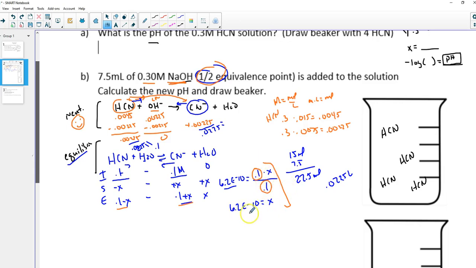All right, so now x equals the concentration of H3O plus. That's my hydrolysis equation. And I'm just going to now take the negative log of my 6.2 e to the negative 10th. And this gives me my pH. Okay.